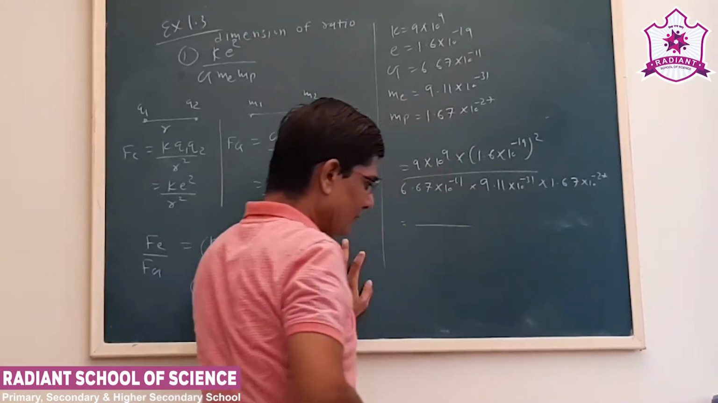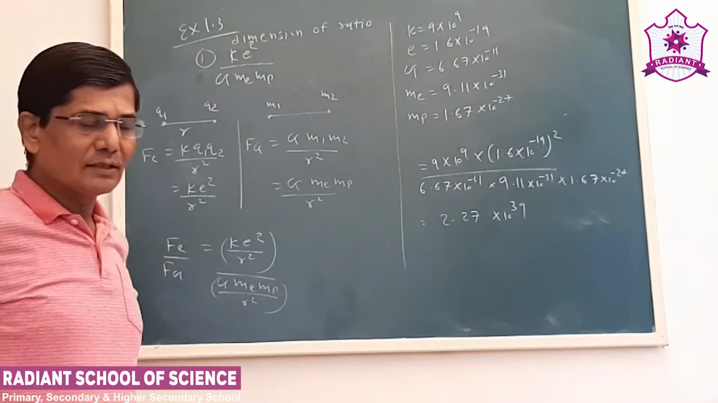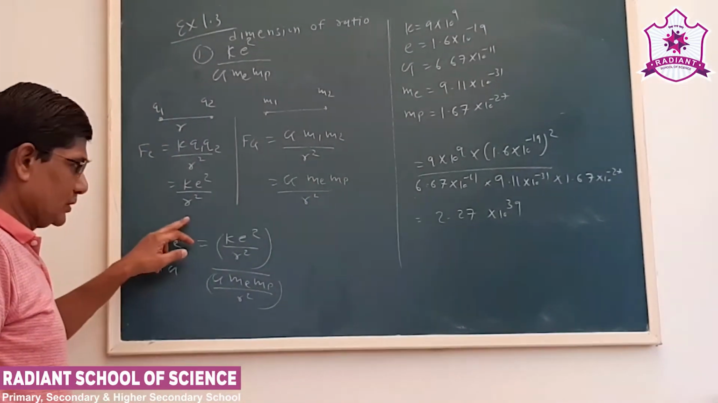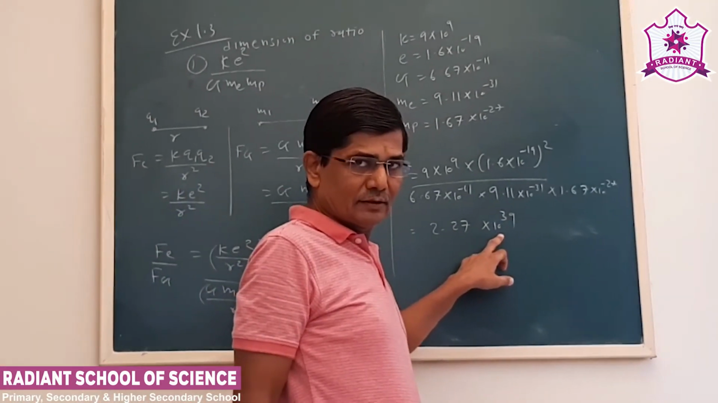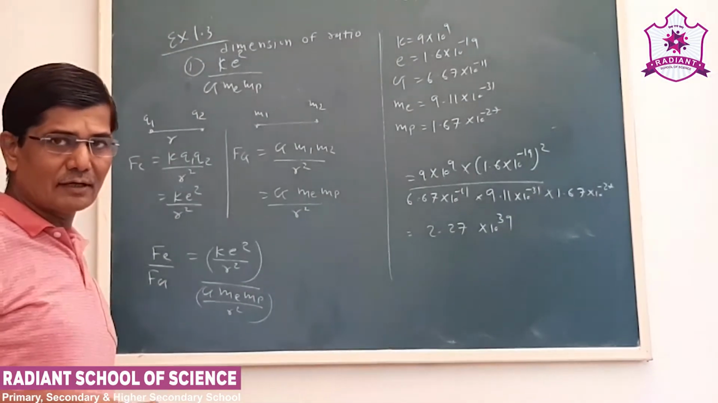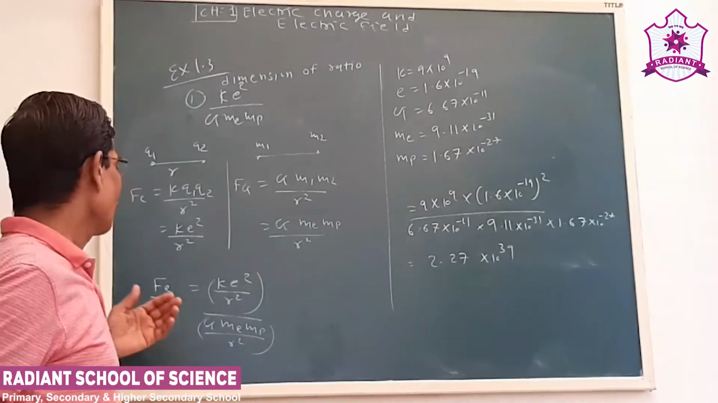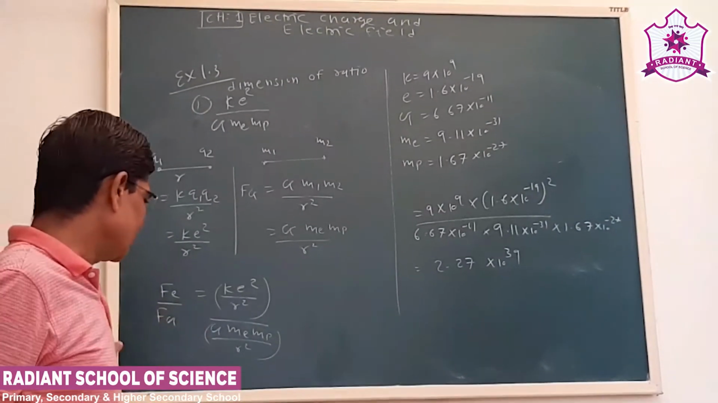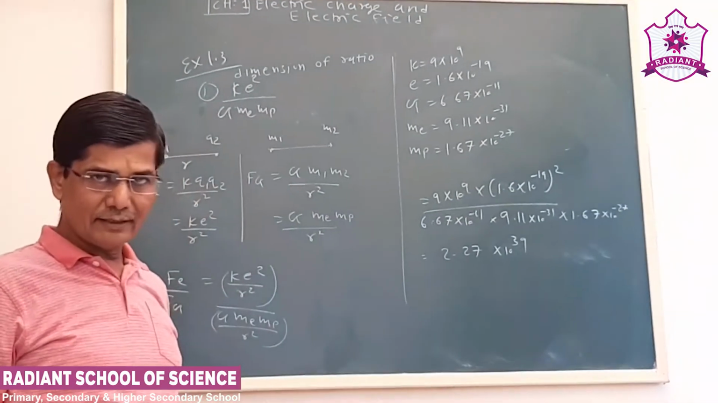Now if I simplify, 10 to the power 39. Okay. Now what does this suggest? See, the Coulombian force is 10 to the power 39 times stronger than the gravitational force. See, in the 11th standard also we studied about the natural forces or fundamental forces. Now see, the gravitational force is the weakest force. Compared to that, the electromagnetic force is stronger by 10 to the power 39.